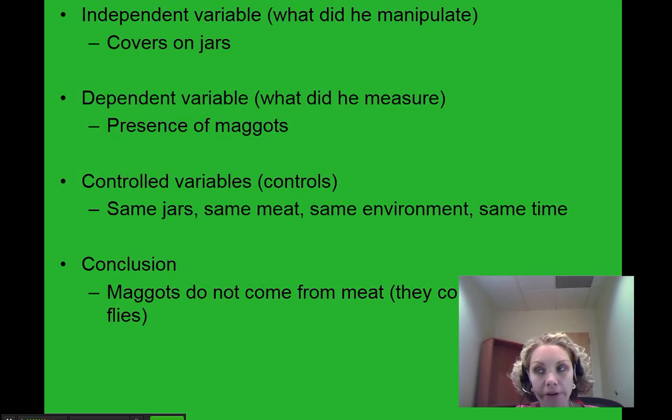Well, the independent variable was the covers on the jars. The dependent variable, the presence of maggots. The controls were the same jars, same meat, same time, same environment. And his conclusion was that maggots do not come from meat, they come from flies. So he accepted his hypothesis.